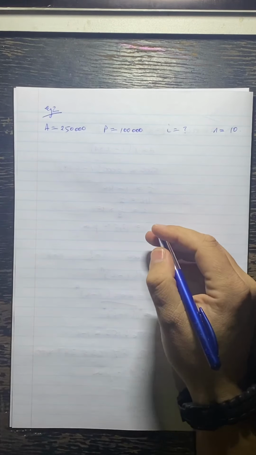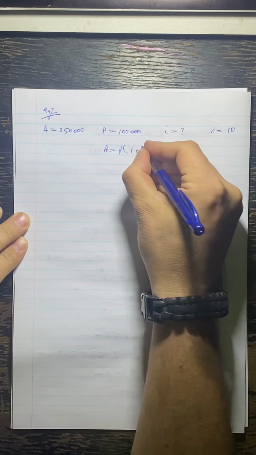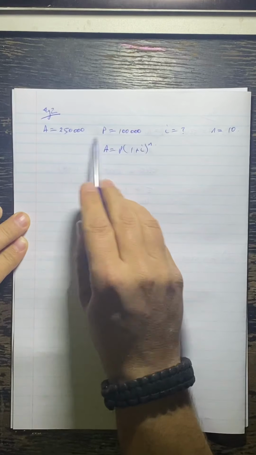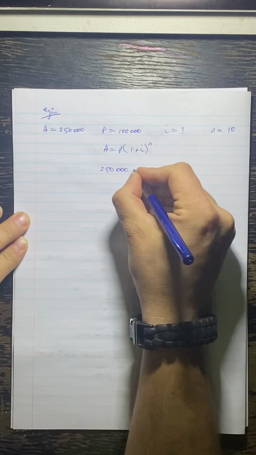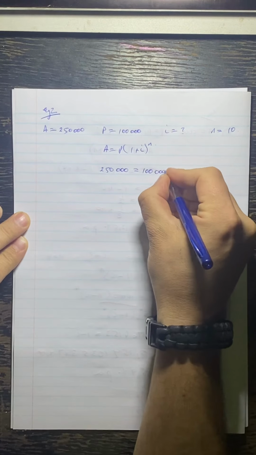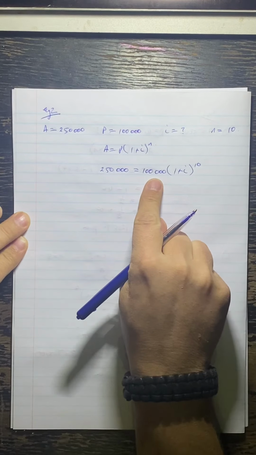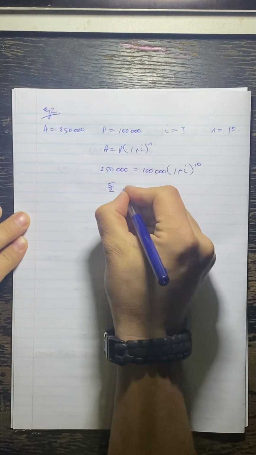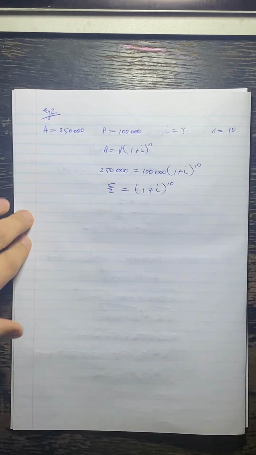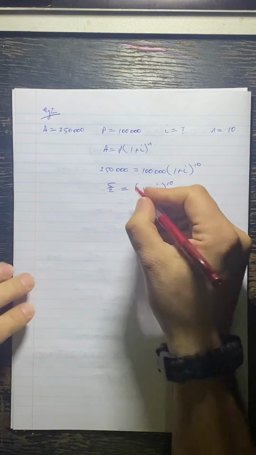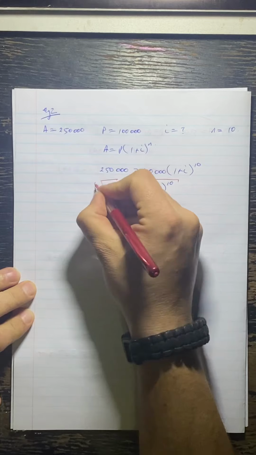Okay, and because it's an investment, guys, this is going to be your compound interest formula. Just substitute everything in, and we get 250,000 equals 100,000 times 1 plus I to the power of 10. Divide both sides by the 100,000, and we get 5 over 2 is equal to 1 plus I to the power of 10. We need to get the I on its own, so we need to take the 10th root here. What I do to this side, I must do to this side here.